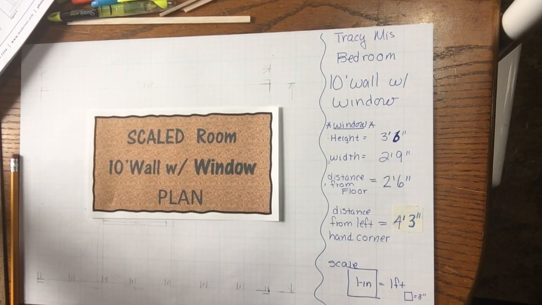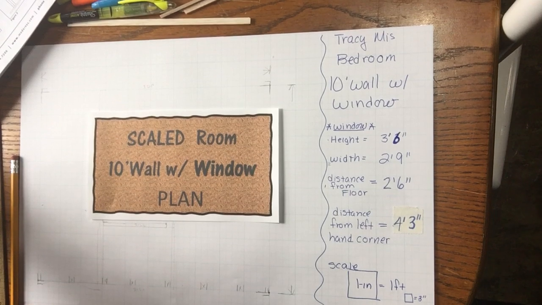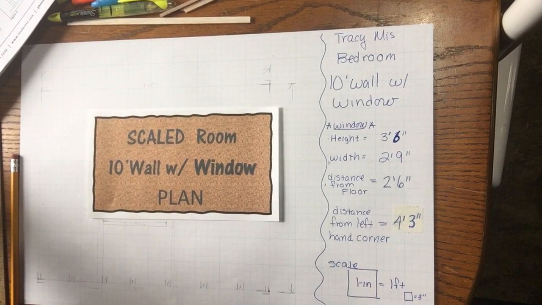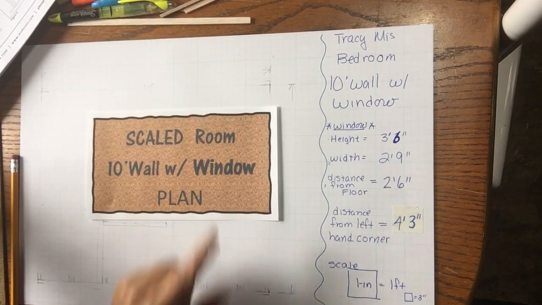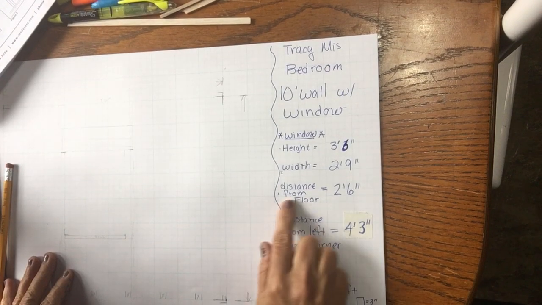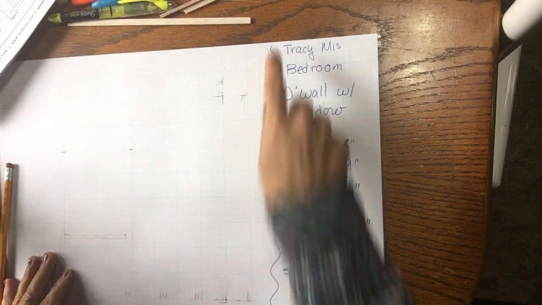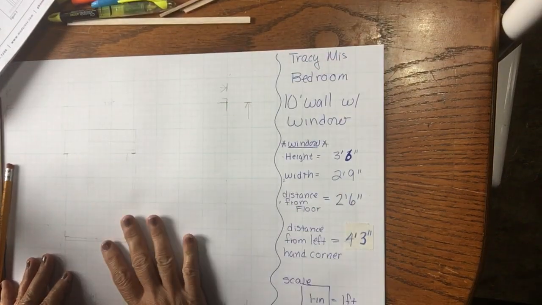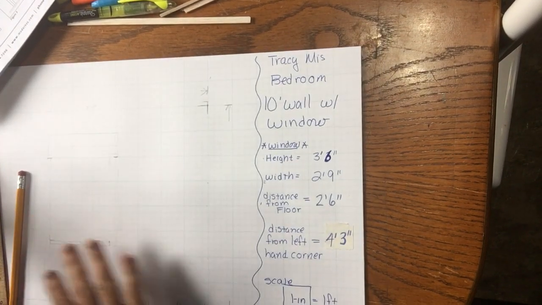All right, everybody, here is the last one. This is the scaled down room with the 10-foot wall and the window. So just like before, I need you to go 4 squares off from the right, do your squiggly, and put in your information. So I'm going to run through it real quick.